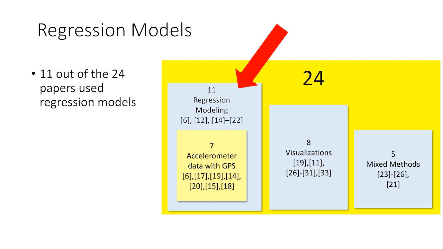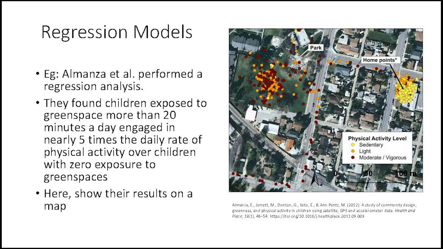Okay, so of the papers I collected, 11 of the 24 papers used regression models. For example, here's one paper where they did a regression analysis of children's physical activity, and they found that children exposed to green spaces for more than 20 minutes a day engaged in nearly 5 times the daily rate of physical activity over children with 0 exposure to green spaces.